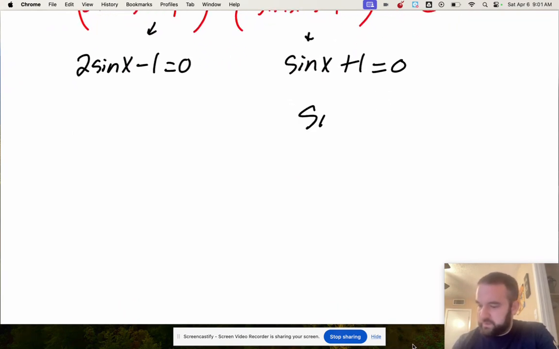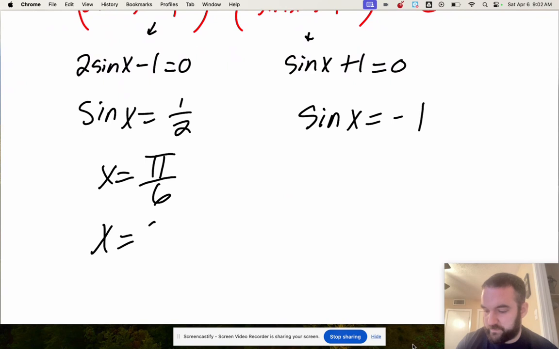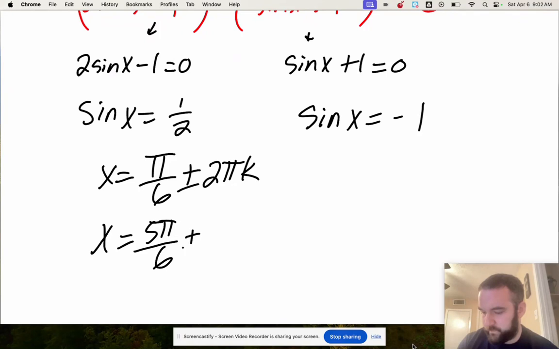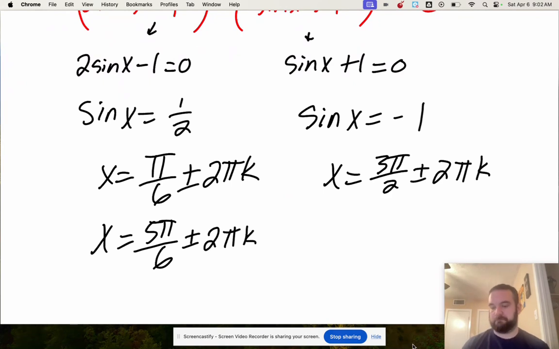This is going to simplify to sine x has to equal negative 1, and this is going to simplify into sine x has to equal positive 1/2. We've actually already seen sine of x equal 1/2. That happened at pi over 6 and 5 pi over 6, plus or minus 2 pi k. And then where does sine x equal negative 1? That actually only happens at 3 pi over 2, in between quadrants 3 and 4. So x is equal to 3 pi over 2, and again, I'll bring back plus or minus 2 pi k.